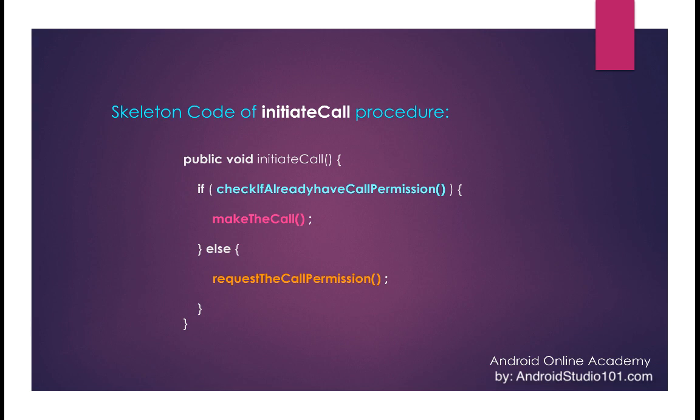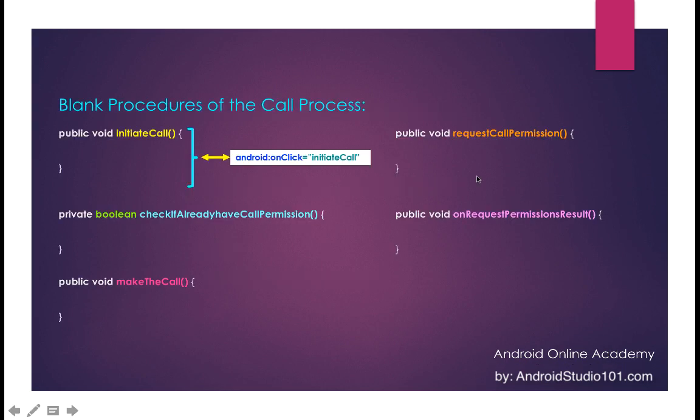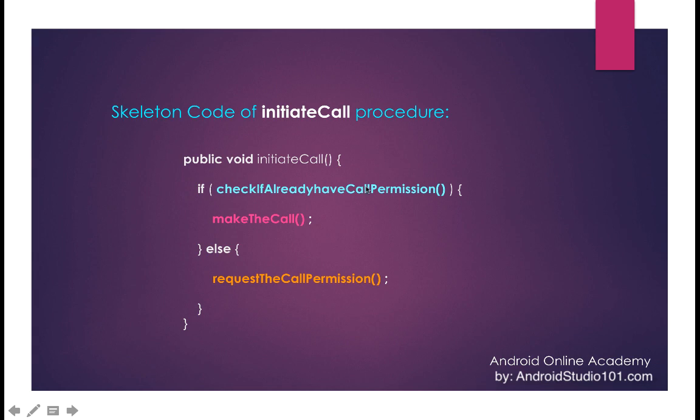So the first procedure that we have discussed is the initiate call procedure here, which we would pass as a parameter on the onClick in the XML for the button that would make the call in your app. So here is the skeleton code of the initiate call procedure. So you have public void initiate call here.